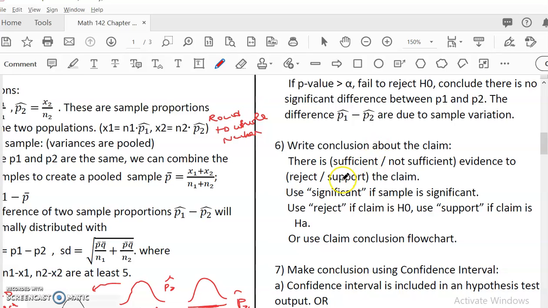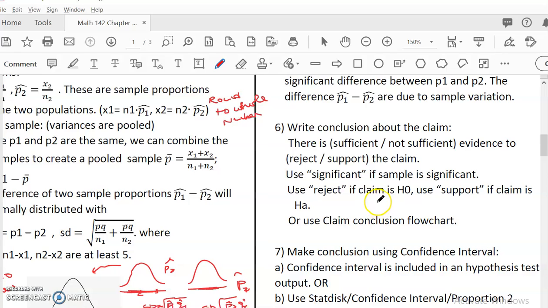When you do the hypothesis test, at the end, you also will have a confidence interval. So write the claim first. The claim would be there is sufficient evidence if the sample is significant, and there is no significant evidence otherwise. And you reject if your claim is H0, and you support if the claim is not H0.